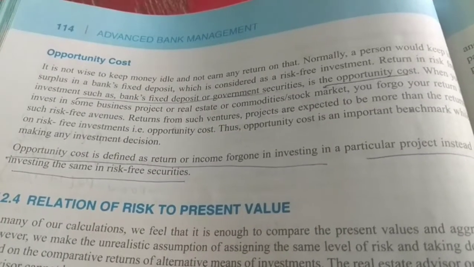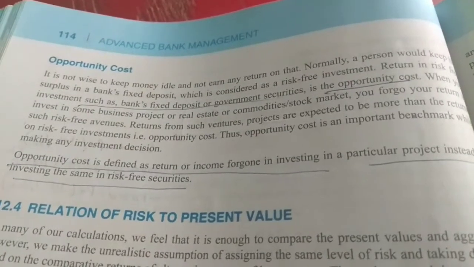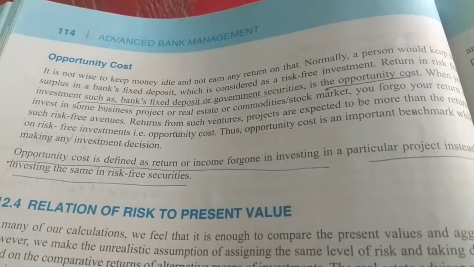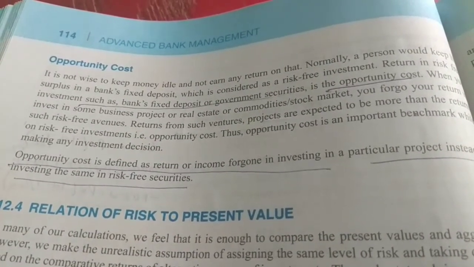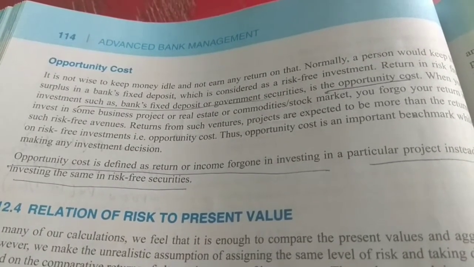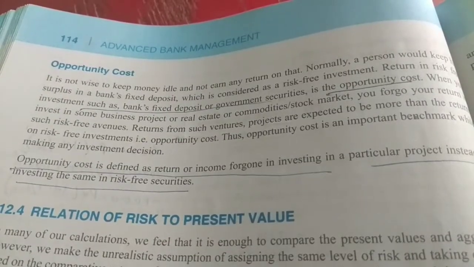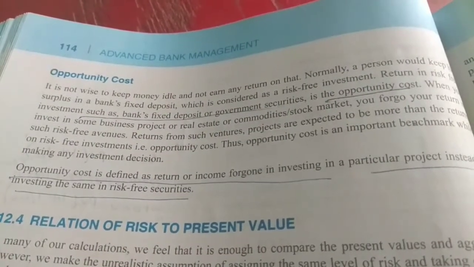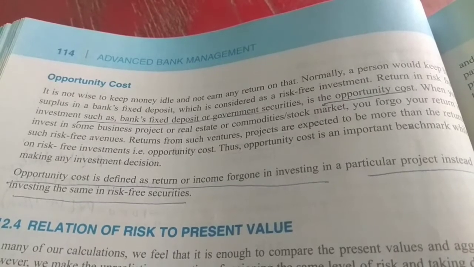Opportunity cost. If we have some money, for example 1 lakh, we can invest in many options. So we usually invest in the option which is more profitable. This is known as opportunity cost. If we had invested in a less profitable project, we would have incurred a loss. The return in risk-free investments such as bank FDs or government securities is the opportunity cost.